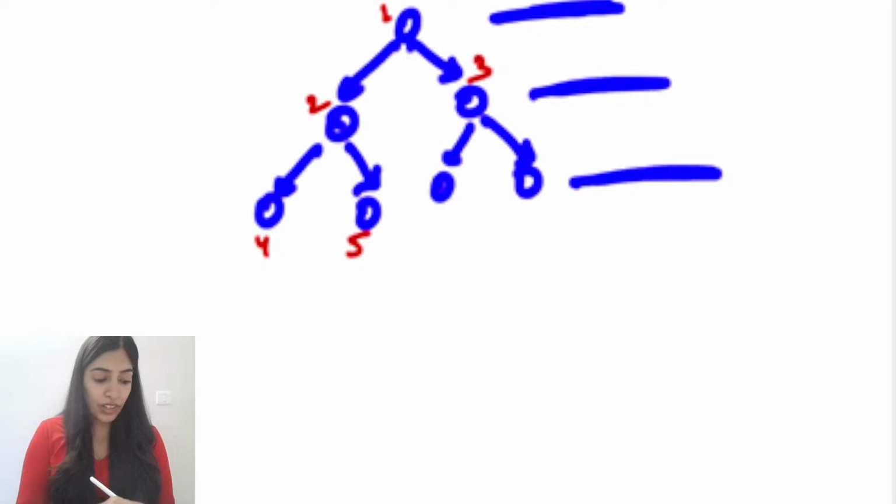When I'm at 4, how do I go to 5? Because this is the parent. I can go from parent to child, but I don't know how to go back to the parent or how to go to 5. So my problem is that once I'm at 4, how do I go to the same level? How do I traverse? That is the issue over here.